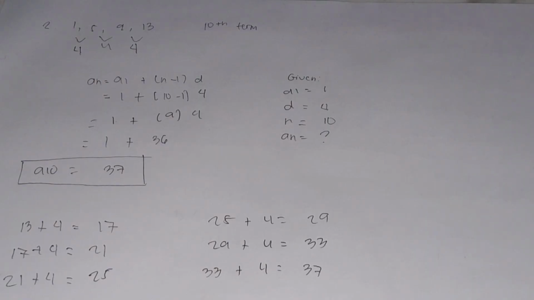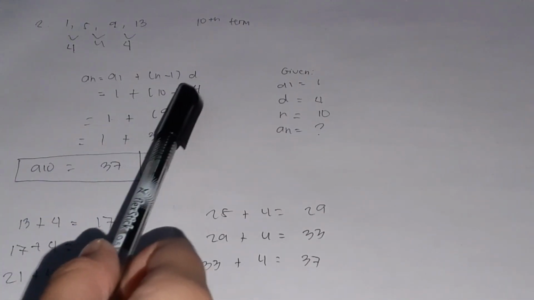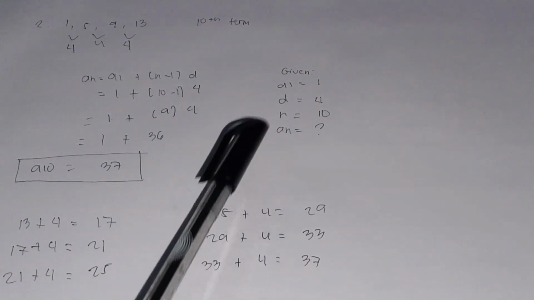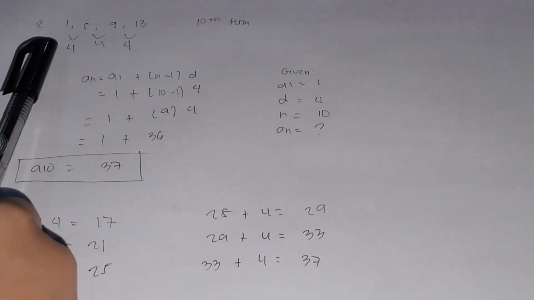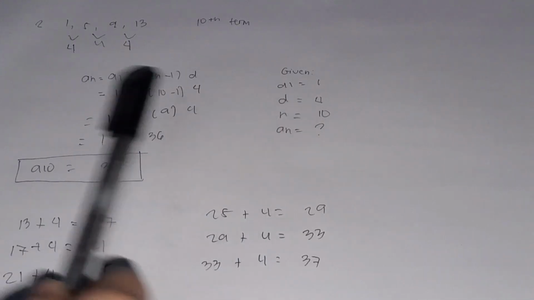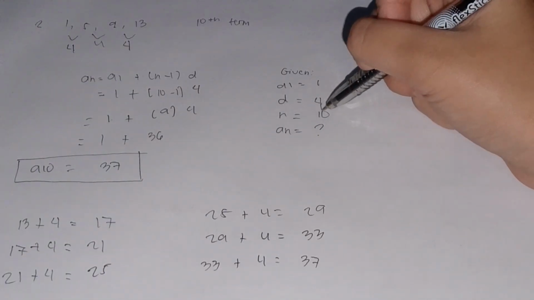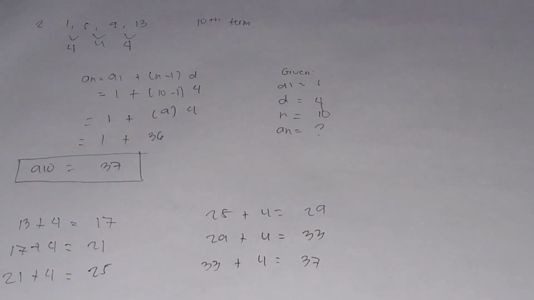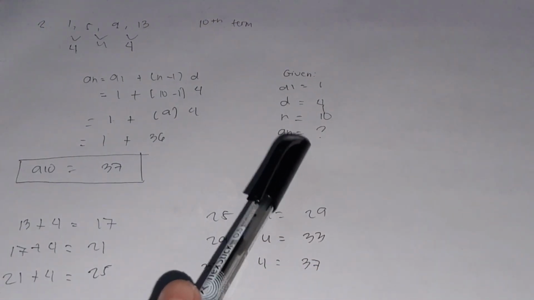But if you want to solve it more easily and not take too much time, you can use this solution: an equals a1 plus n minus 1 and then d. Our given here is a1, which represents our first term, which is 1, and d, our common difference, is 4. And n represents the number of terms, which is 10, and an is the one that we need to solve.